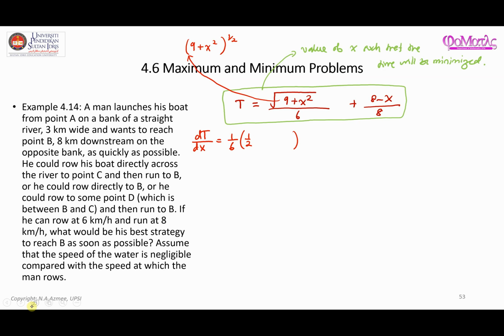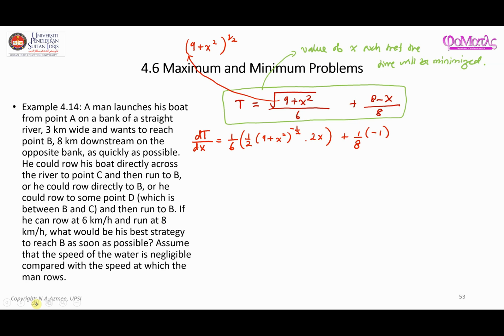So 1 over 2 will be brought forward. This part will be maintained as it is, so it will be 9 plus x squared, and the power will be 1 over 2 minus 1, so that will be negative 1 over 2. Next, we have to differentiate the inside. Differentiate 9, you get 0. Differentiate x squared, you get 2x. So that is for the first one. Plus 1 over 8, which is a constant, you put it outside. And then you differentiate 8 minus x, and the answer is going to be negative 1.